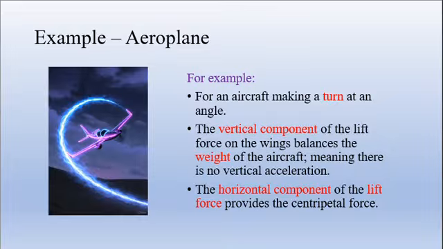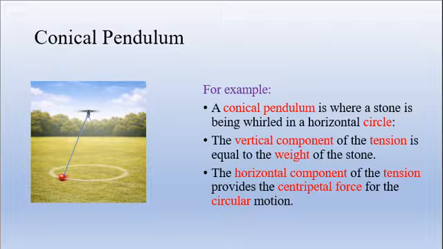So another example is a conical pendulum, which is simply a stone attached to a string and whirled in a horizontal circle. Here it is the tension in the string which has both a horizontal and vertical component. The horizontal component of the tension in the string acts as the centripetal force, and the vertical component of the tension in the string balances the weight of the stone, which also acts as a vertical component of the forces acting on the stone. And once again, there is no vertical acceleration.